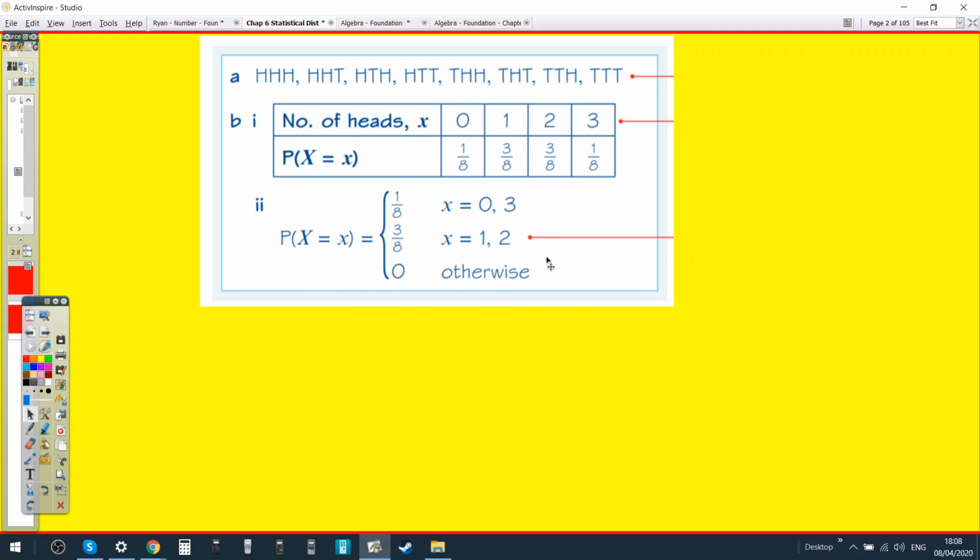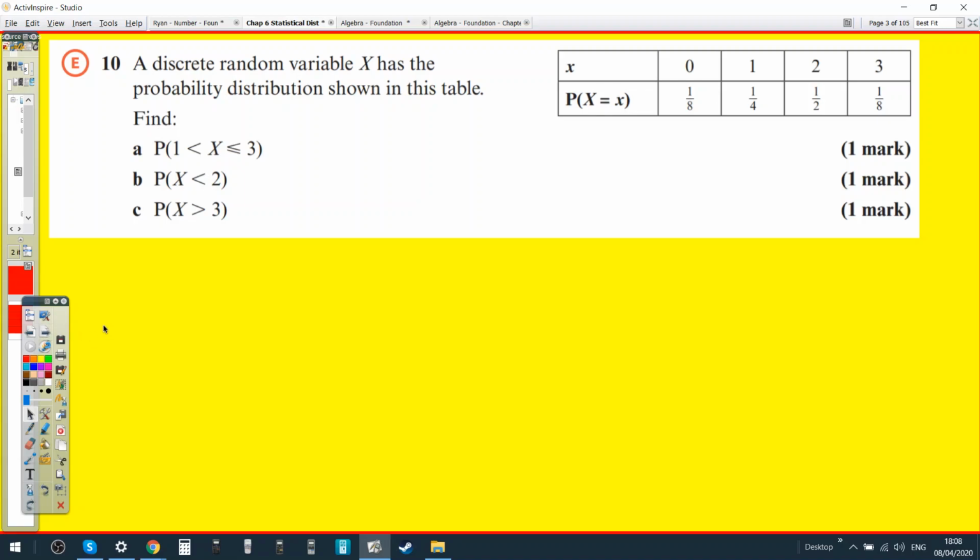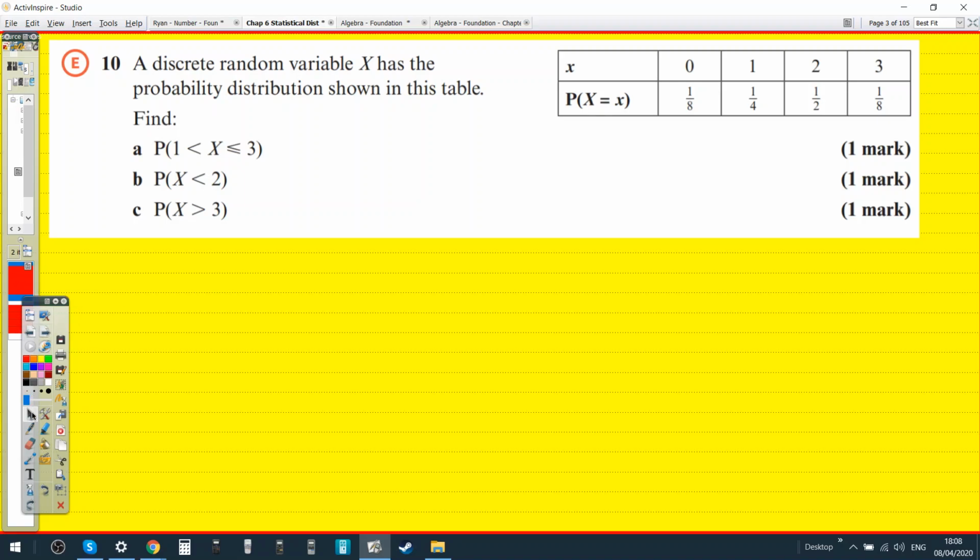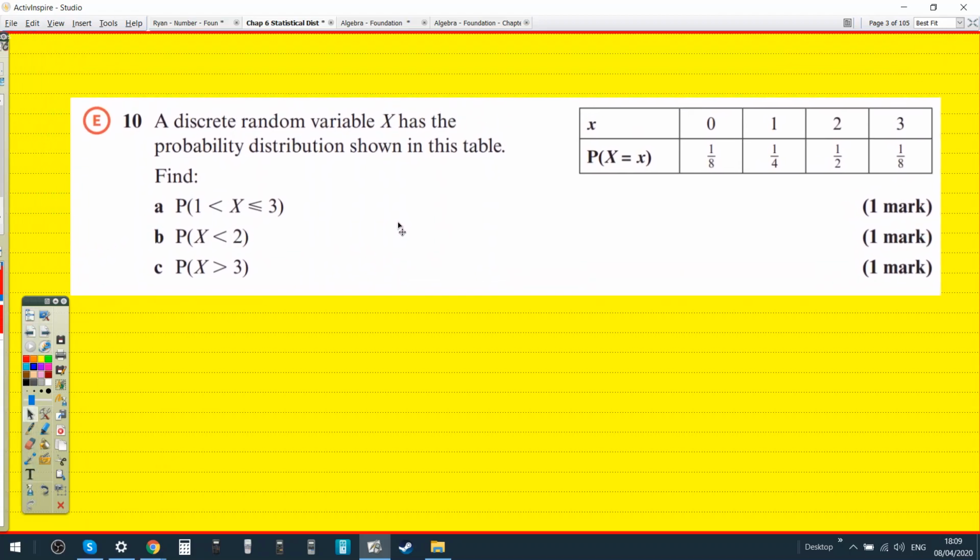Do you have to write 0 if there's not any possibility for it? I'm gonna say yes. That's my answer. Right, exam question. Any idea about this? And please can you move it down a little bit? Thank you.